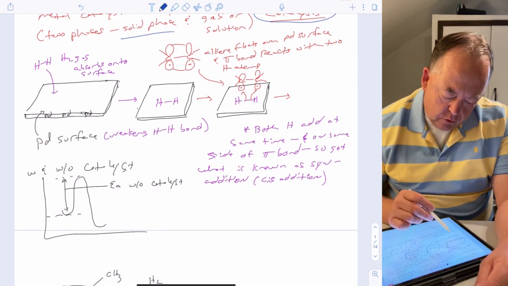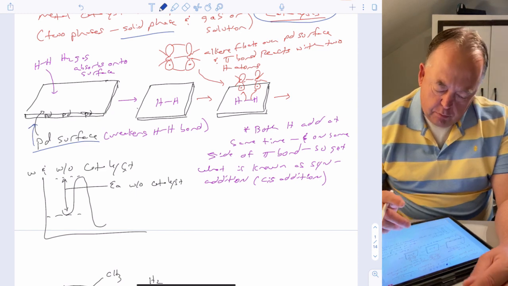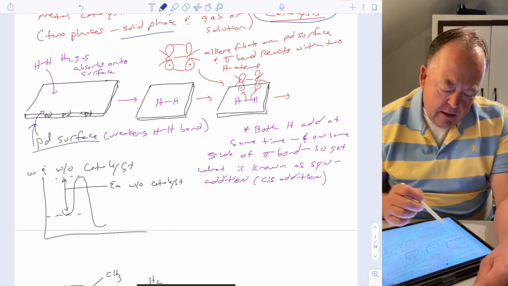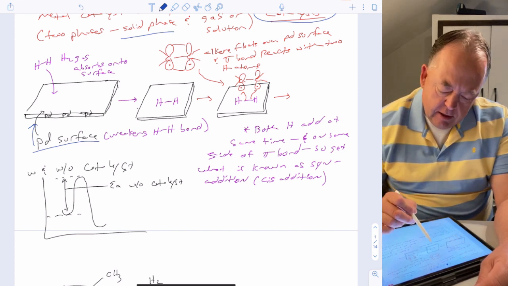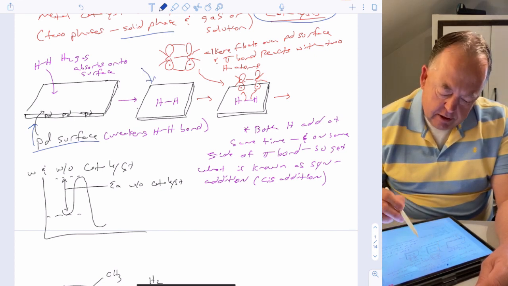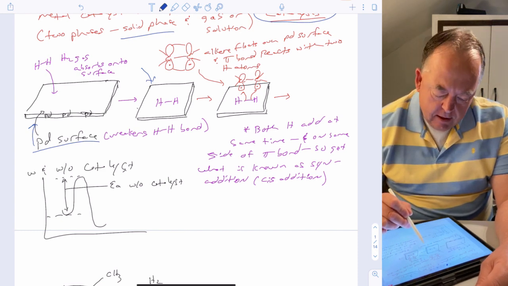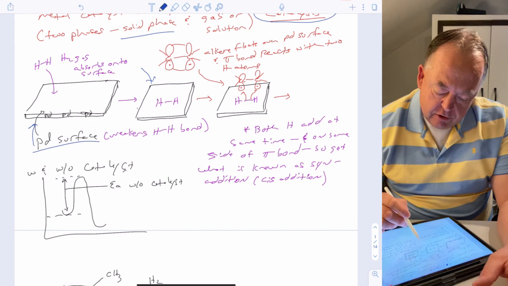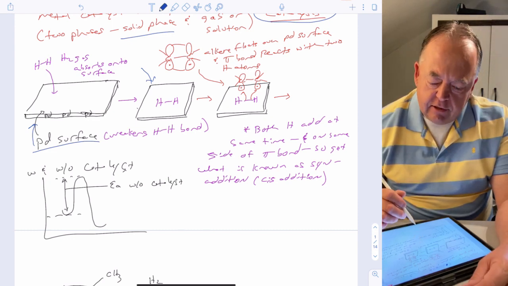So basically the way the reaction works, again, you have your palladium surface, so palladium atoms, and then hydrogen's a gas, so hydrogen absorbs onto the surface of the palladium. So that's what this would indicate. The hydrogen is now absorbed onto the surface of the palladium. And one thing the palladium is going to do is weaken the hydrogen-hydrogen bond. So that's going to make the hydrogen more reactive.